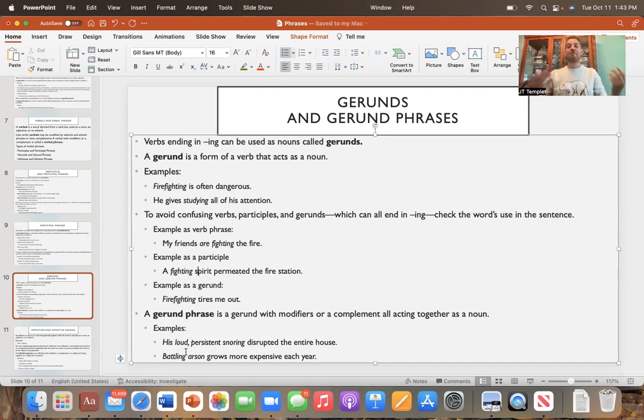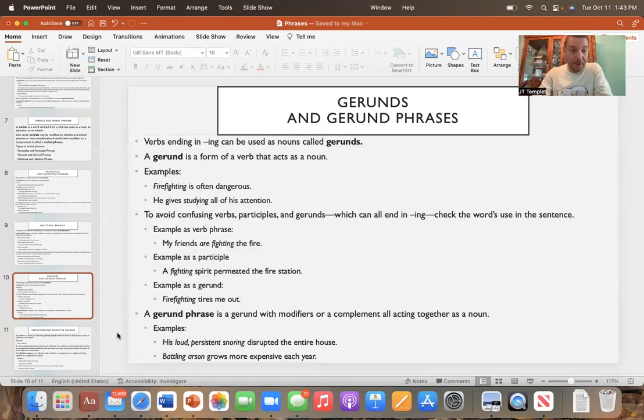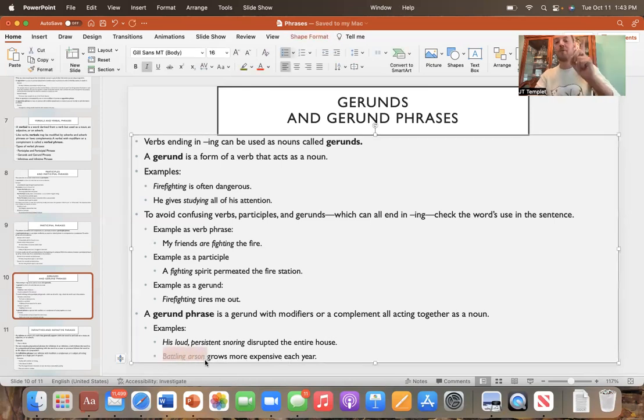Again, a gerund phrase, therefore, is just a gerund, now longer with modifiers or complements, all functioning together as a noun. His loud, persistent snoring disrupted the entire house. Battling arson grows more expensive each year. This whole act of battling arson is our subject, right? It is what's growing more expensive.